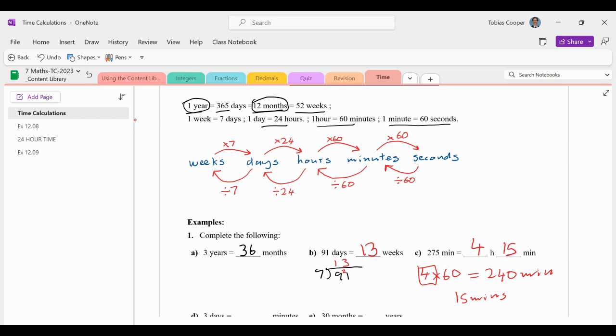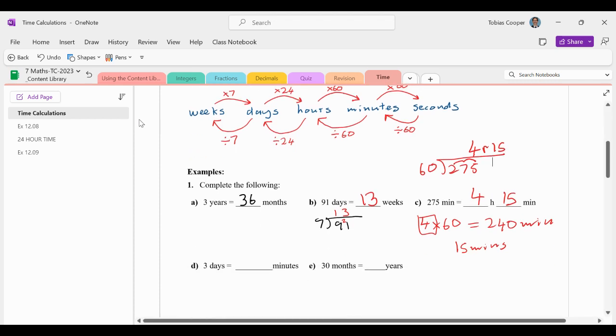Okay, so the other way you could think about that is 60s into 275. How many times does that go? It's going to be something like this: 60s into 275. 60 doesn't go into 2 or 27, so it's just going to be how many 60s in 275, which is 4, and the remainder would be 15. So 4 hours and 15 there.